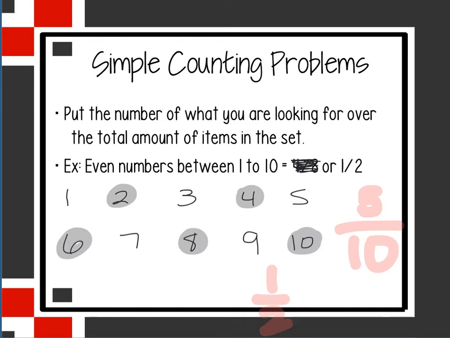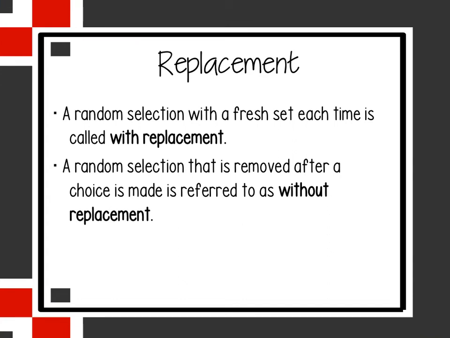So these don't require any formulas. There's nothing you have to figure out, okay? It's basic, like common logic in the beginning. And then obviously it changes. So there's 2 things you need to start to look for, which is replacement and without replacement. If something has replacement, it means you begin with a fresh set every time.